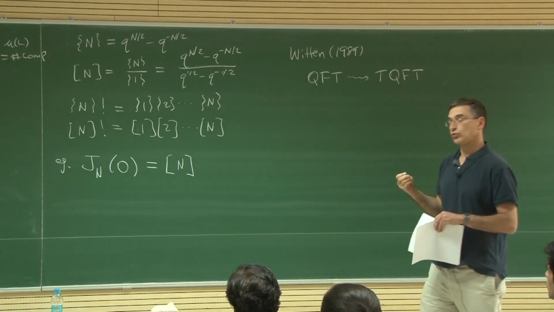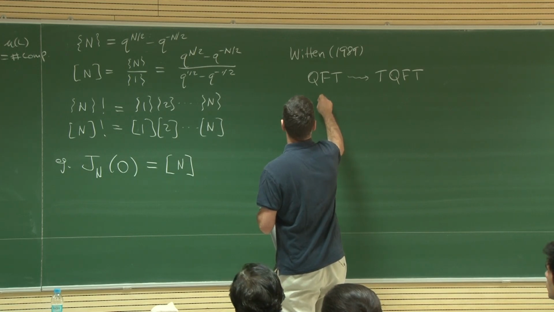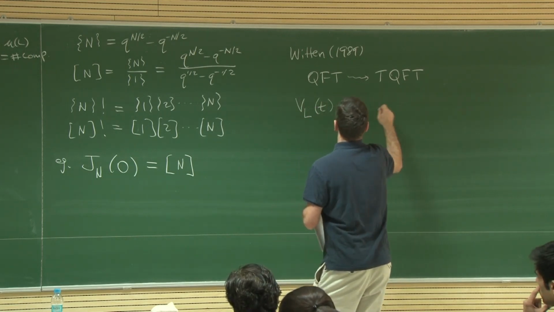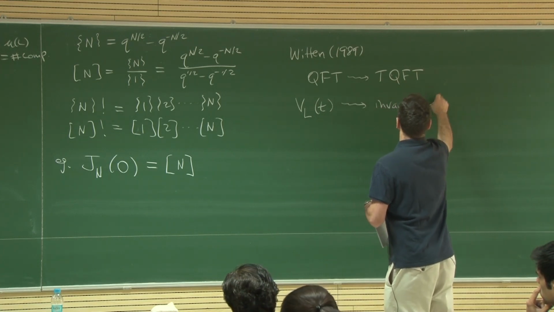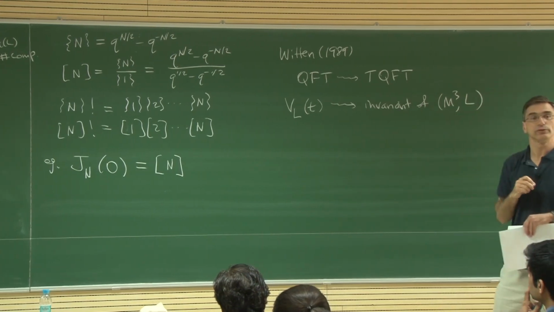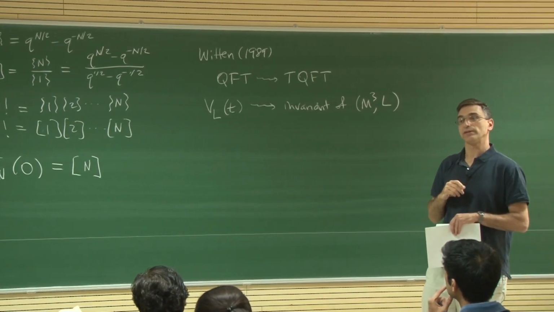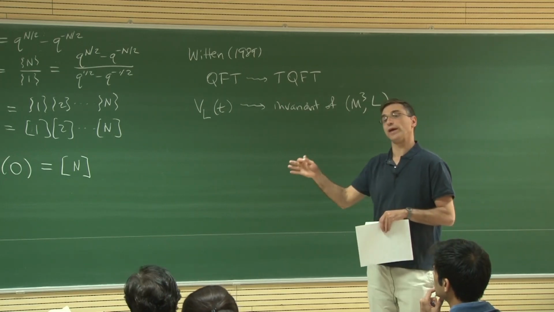And in so doing, he suggested taking the Jones polynomial and turning it into an invariant of a 3-manifold with a link inside that 3-manifold. All right, so that was kind of his idea. This idea was realized in different ways.